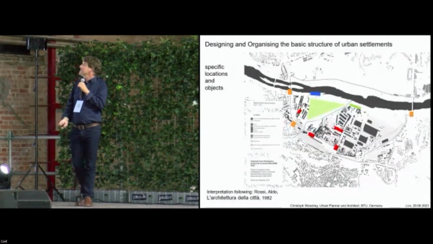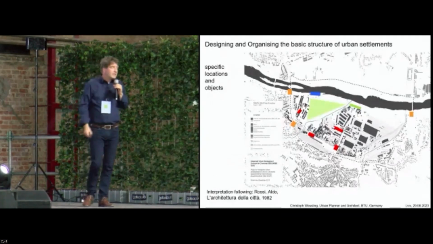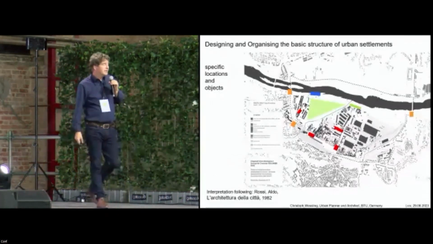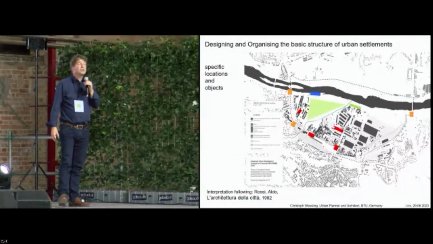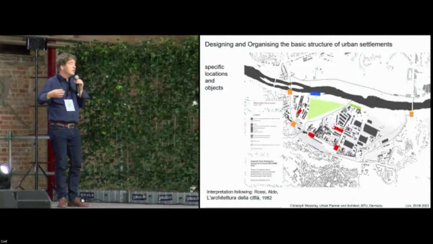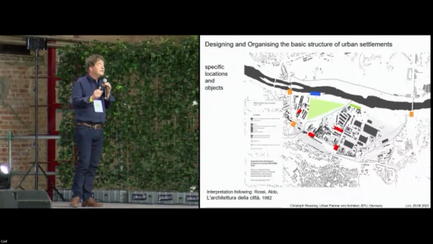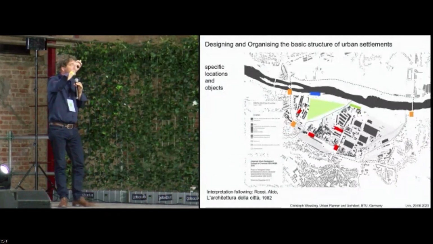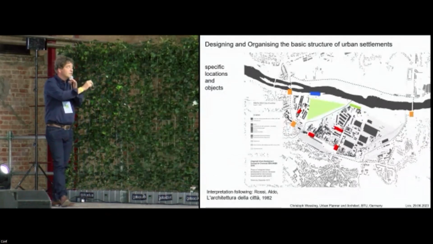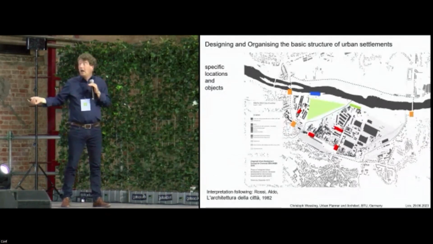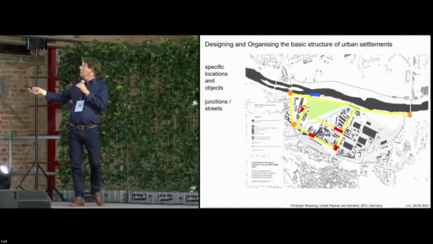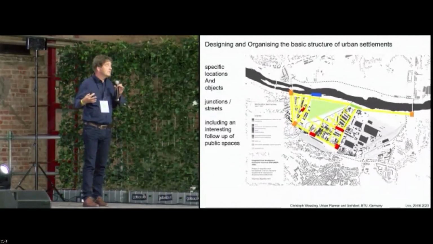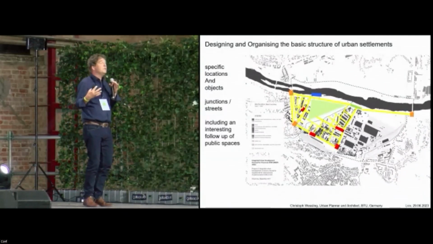Here's just one example, an old industrial site in Chernivtsi. I worked there for several years, and this was the approach to transform the old industrial area into a new mixed housing and residential area. So we identified the most important locations, places, and junctions in this area, how they are linked with each other, and how we can create from this system a basic structure for the further development.